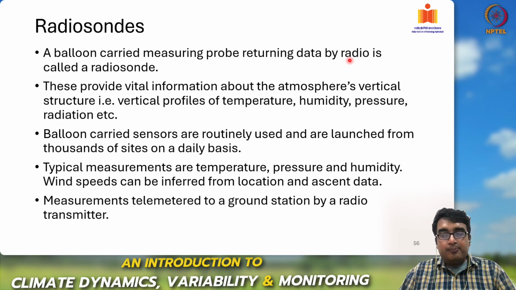While temperature, pressure and humidity can be measured directly, wind speeds are indirectly inferred from the location and ascent data of the balloons. Then, once these measurements are made, these are telemetered, that is transmitted to a ground station by a radio transmitter.